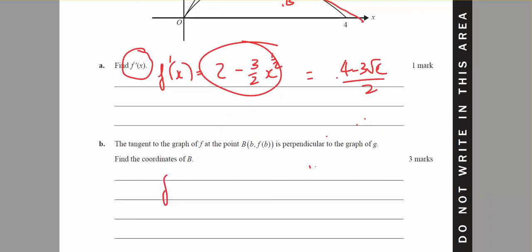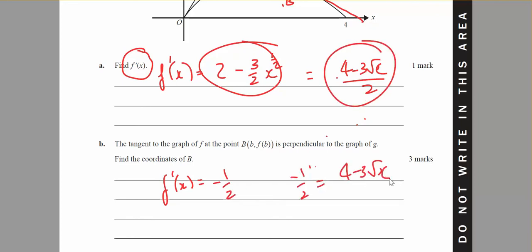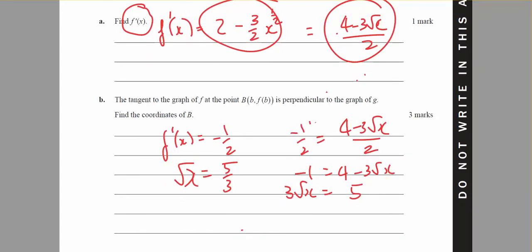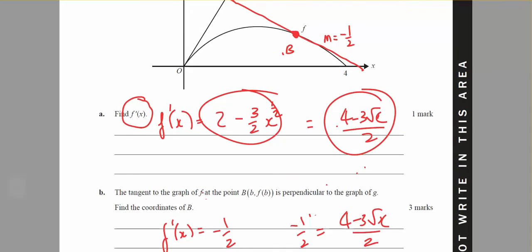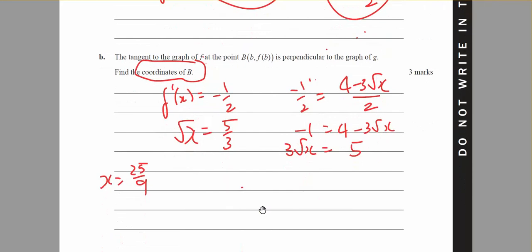So I've got f dash of x equals negative a half. So negative a half equals this, 4 minus 3 root x on 2. Move the 2 over, negative 1 equals 4 minus 3 root x. So move the 3 root x over, 3 root x equals 5. So root x equals 5 on 3. So x equals 25 on 9. And the tangent to find the coordinates of B. Therefore, B is 25 on 9.